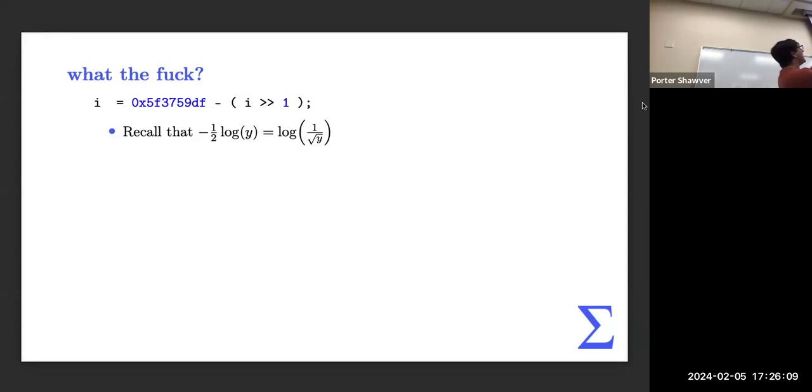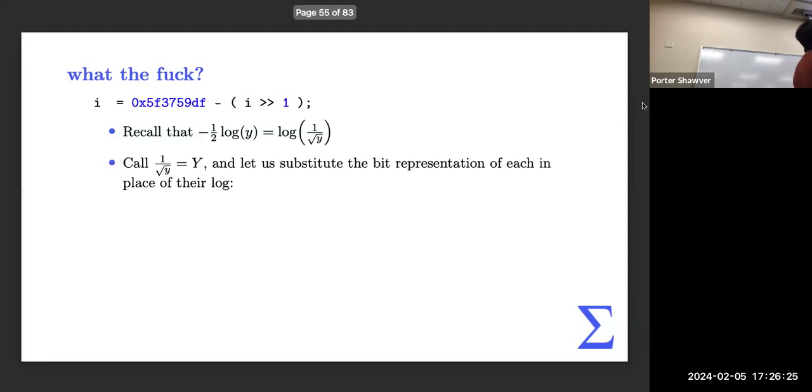We haven't actually done the linear transformation that we talked about, like converting to a log, but we've done part of it, the part that comes before the linear transformation. But that's the nice thing about linear transformations: they're linear, and the order you do them doesn't matter. So let's call 1 over square root of y capital Y, and let's substitute the bit representation into this equation.